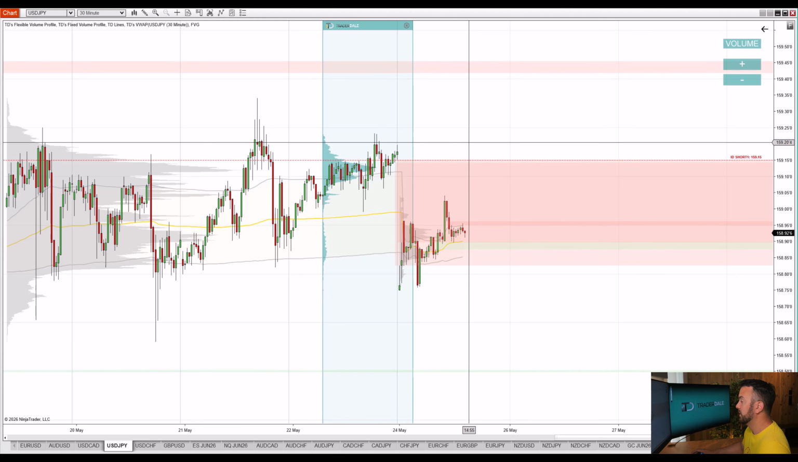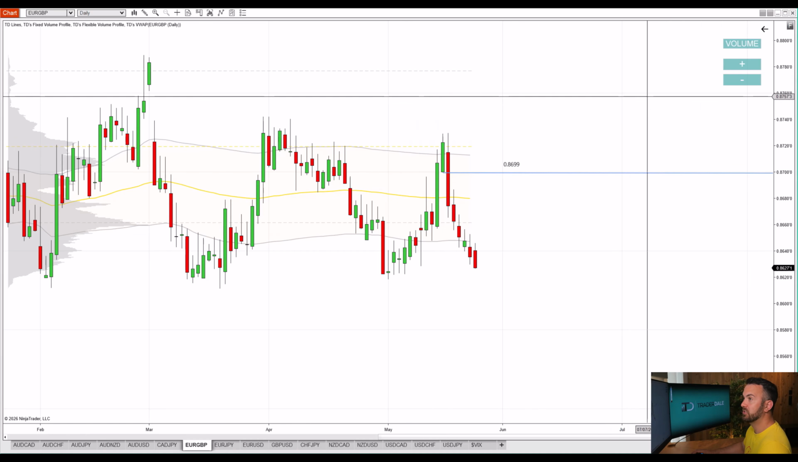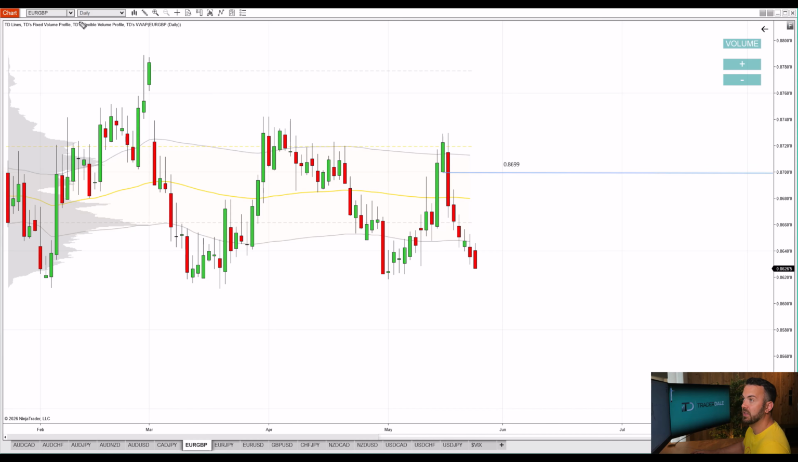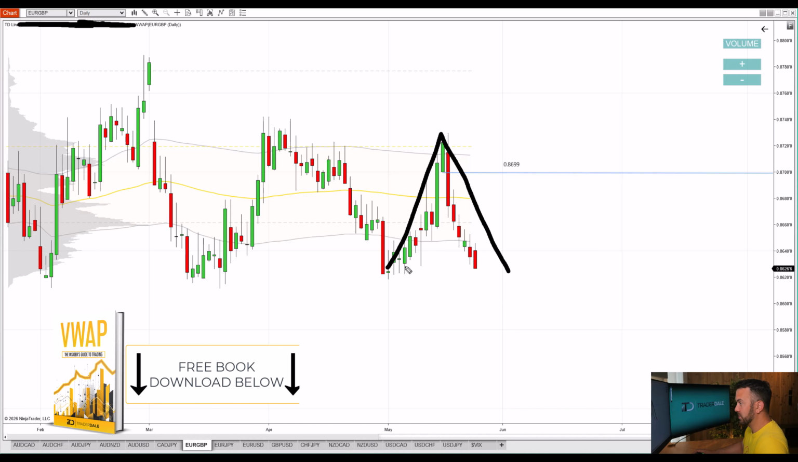Now let me switch over to my swing trading layout. This is it, my swing trading layout. I'm using the daily chart here for all my swing trades, and you're looking at a euro British pound. Now in here on the daily chart, you can see that recently there was a rather sharp rejection of higher prices. This is that sharp rejection, right?